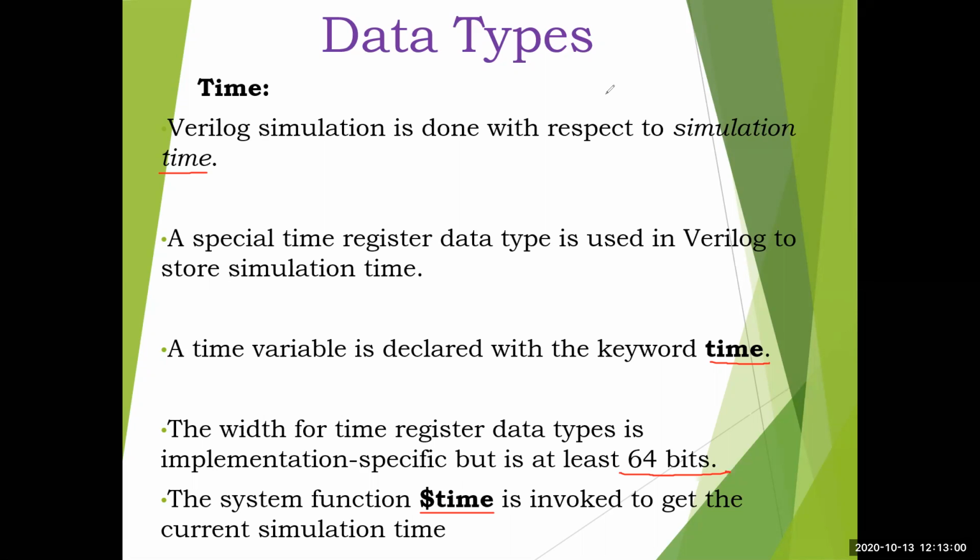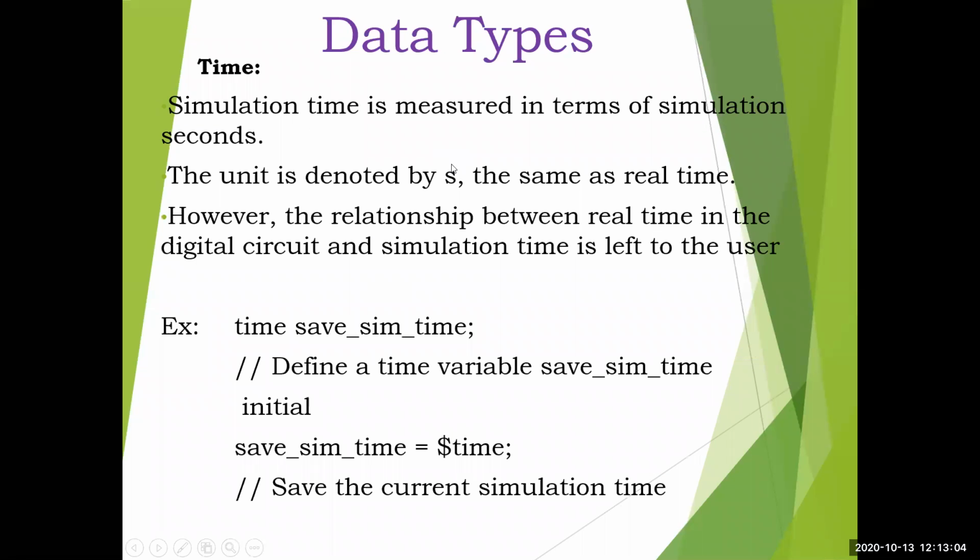Let's see the examples. Simulation time is measured in terms of simulation seconds, and the unit is denoted by s: seconds, milliseconds, microseconds, nanoseconds, like that, the same as real time. However, the relationship between real time in the digital circuit and simulation time is left to the user. So that is different. You can explore that.